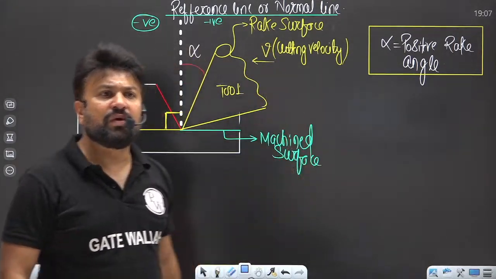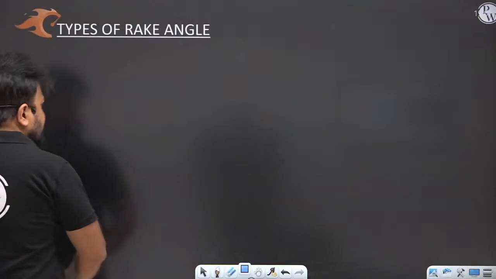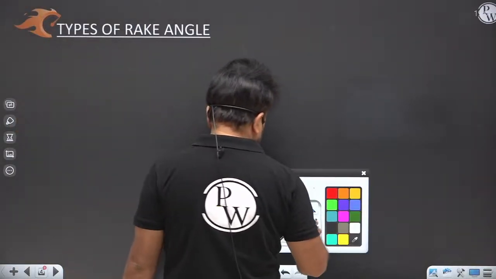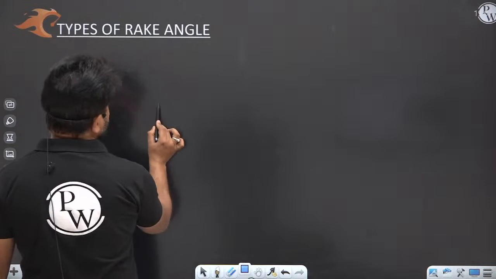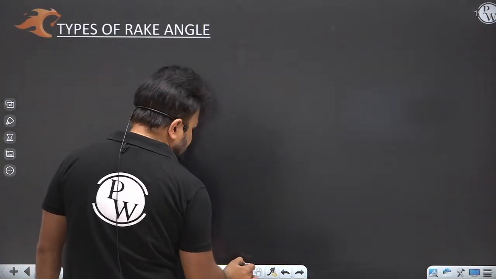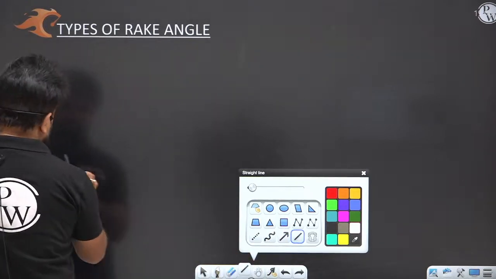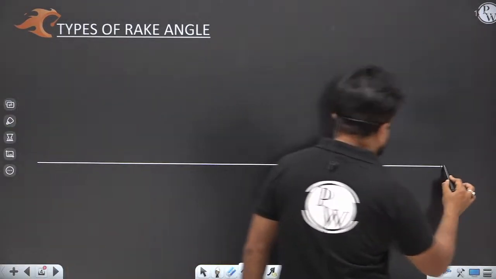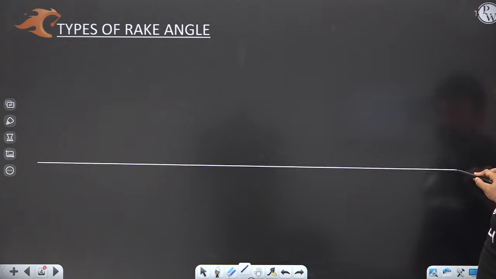So here you can see this is your workpiece, right? You have seen that. So what I'm going to do here is make a finished surface, right?